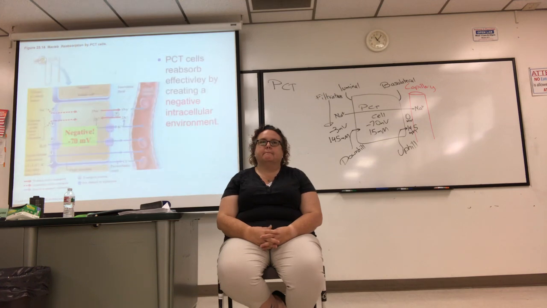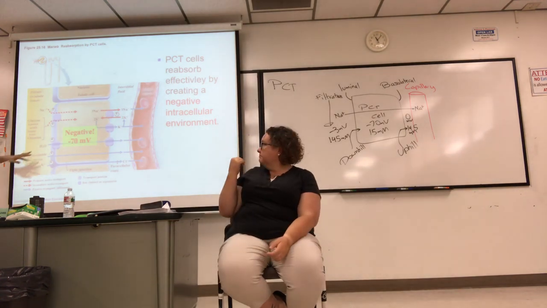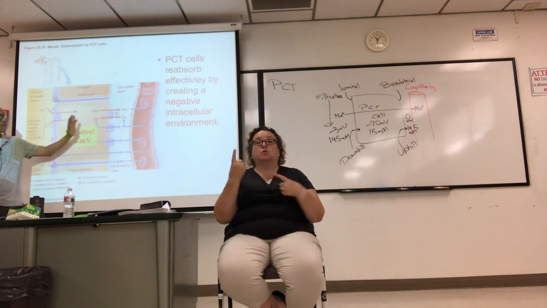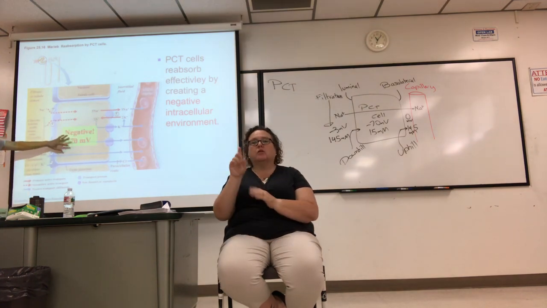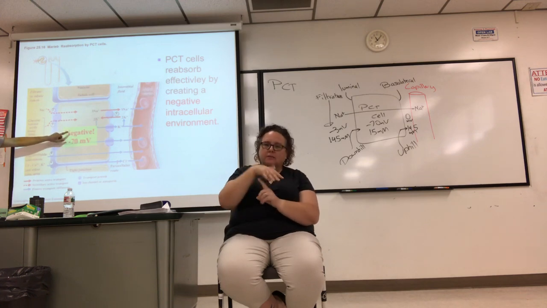Now here's the figure from your book. Let me just kind of say basically what you're going to talk about here. For this to work, to go downhill, uphill, you have to create this kind of negative environment here. It is negative 70.